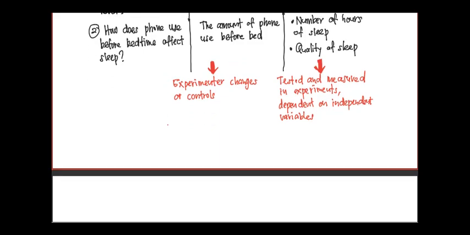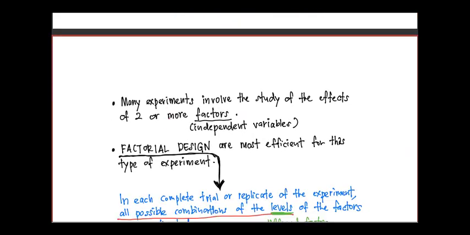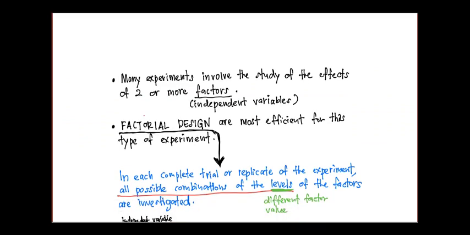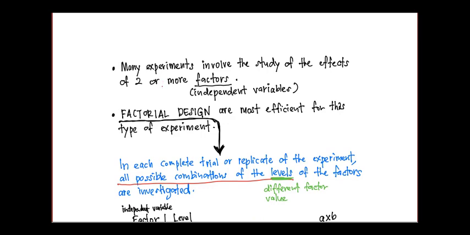So these two examples hopefully can help you to understand the difference between the independent and dependent variables and also their levels. So you have seen two examples, and you have seen what are the dependent and independent variables. Now let's see about the factorial design.